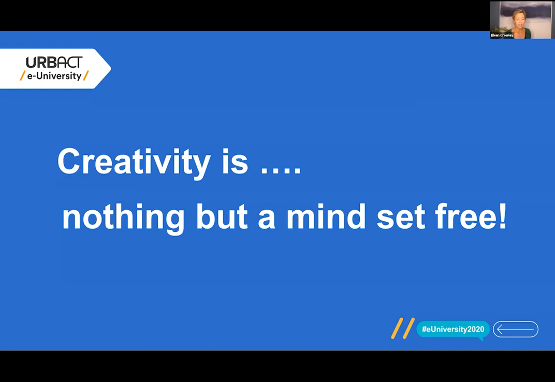So the creative space then, be it virtual or a physical space, is a safe space and it's an encouraging space. It's a space where no idea is a bad idea or a wrong idea. And it's a space where we all support each other and accept each other for who we are. It's also a space, I think, where we leave behind the worries of the day.